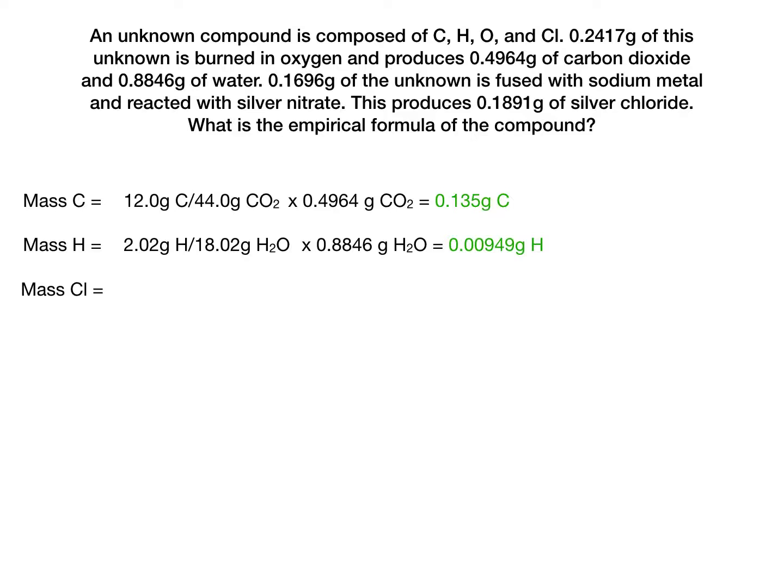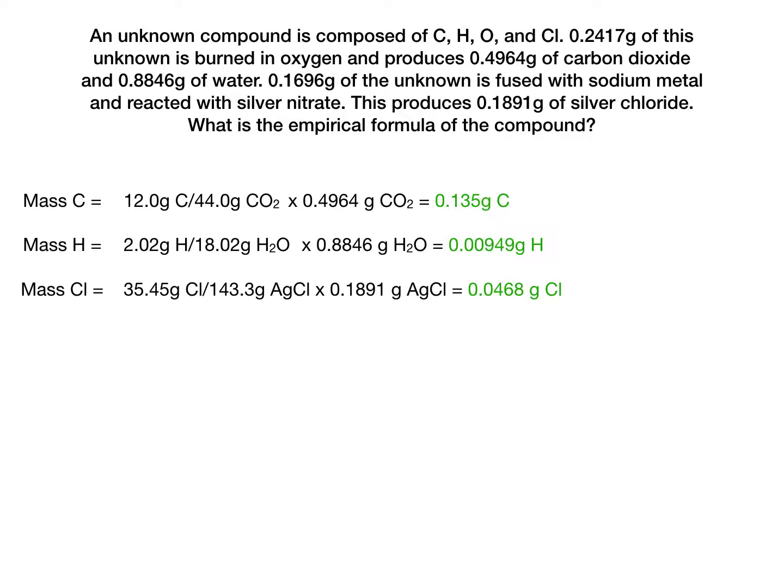The chlorine was converted to silver chloride. However, the mass used in this conversion is different than the one used for the carbon and the hydrogen. This must be corrected for, but we'll get to that in a moment. 1 mole of silver chloride has a mass of 143.3 grams. Of this, 35.45 grams will always be from chlorine. Multiply this by the grams of silver chloride to get the mass of chlorine.